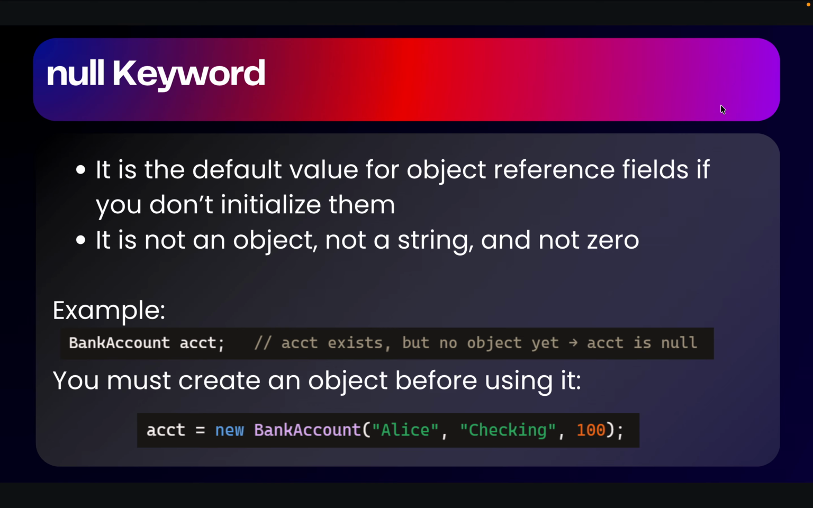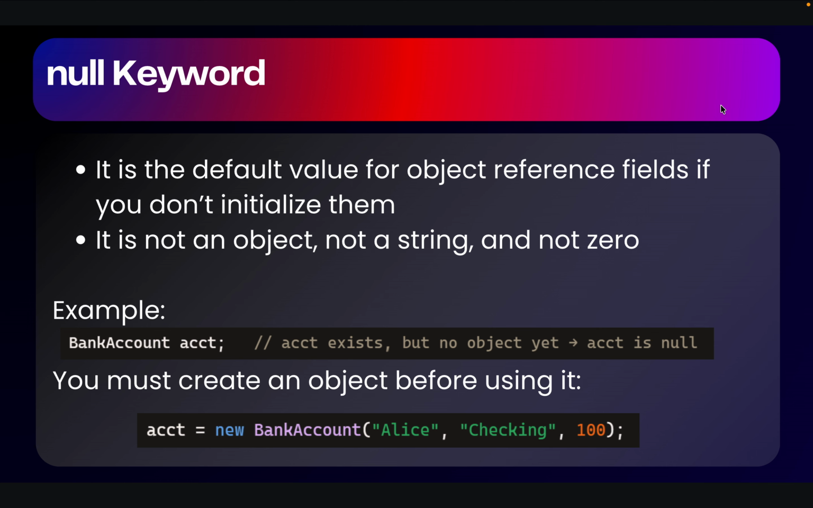Along with the this keyword, we have the null keyword. And null can be useful. Now, do you have to use this in every program? No, but it is helpful when you don't necessarily know what data value to give an object when you're creating it.